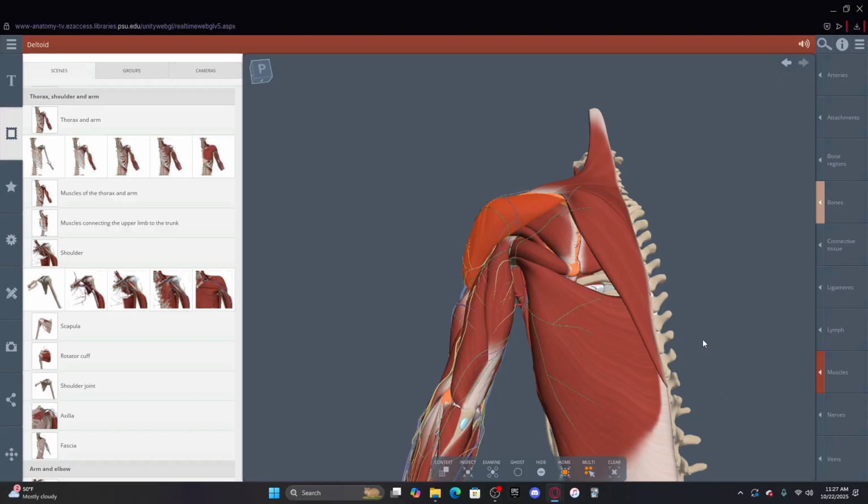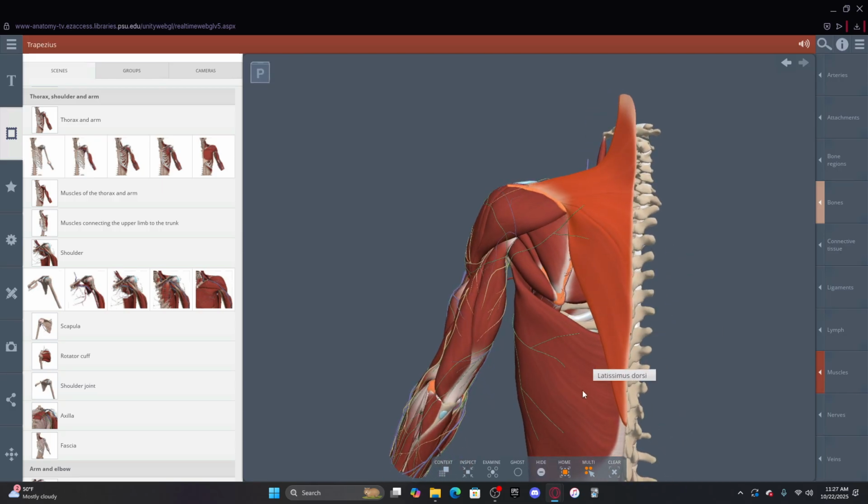The next muscle that we're going to look at is trapezius. You can see trapezius here.